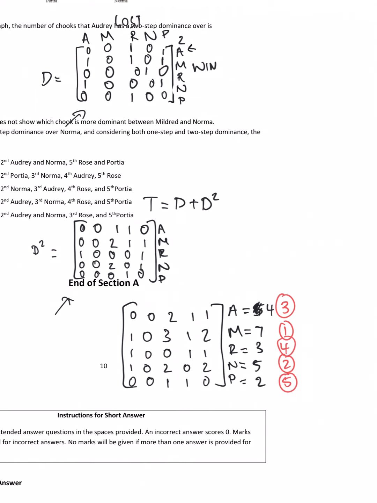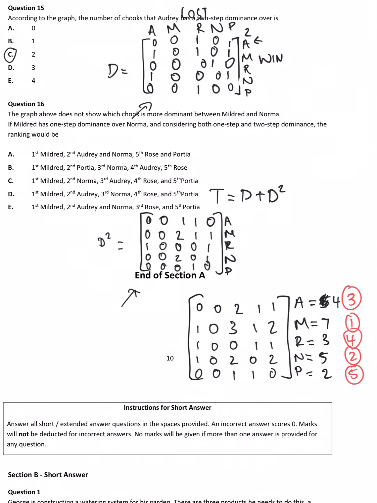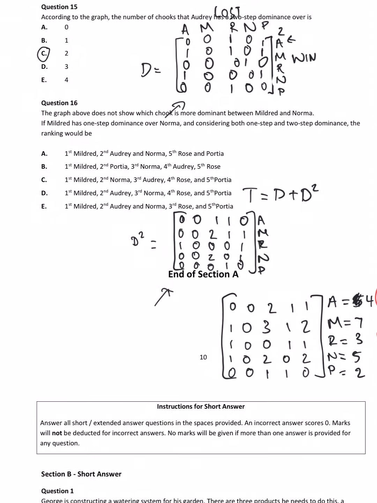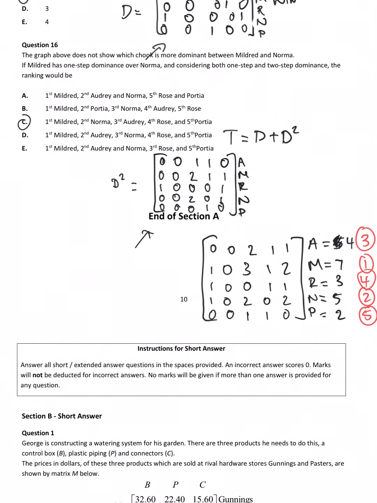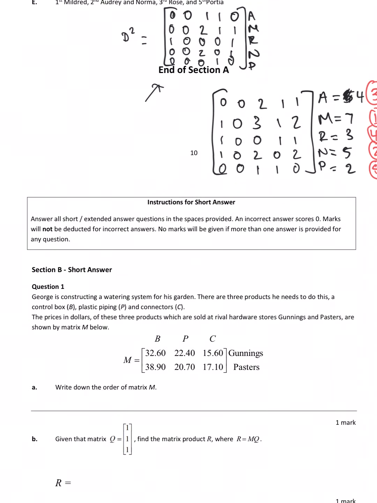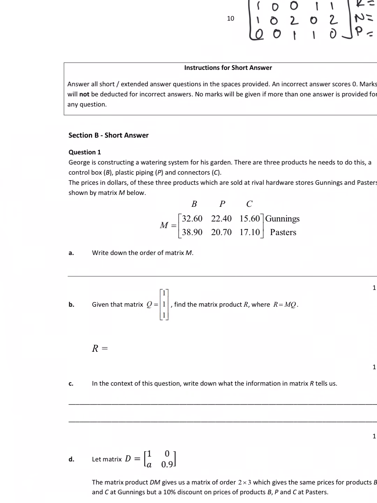Okay, so we're looking at order. So first Mildred, second Norma. Okay, the only one that's got Mildred and Norma as 1 and 2 is C. Cool. All right, the rest are fine as well. All right, section B.